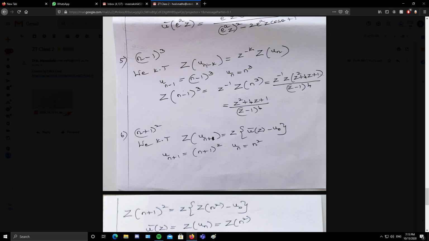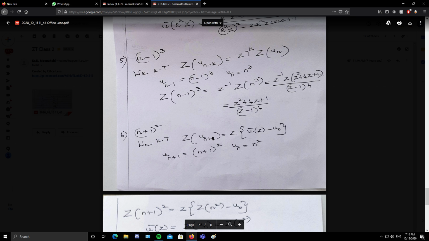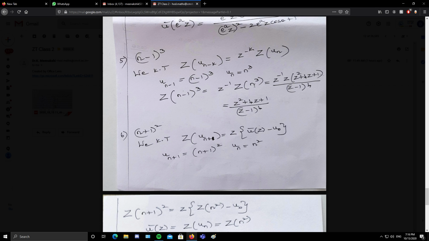So what is z of (n−1) whole cube? Z power minus 1, because k is 1, into what is u(n)? n cube. So z of n cube. So z of n cube is a standard function. So what is z of n cube? Z into z square plus 4z plus 1 by (z−1) whole power 4. So that's what you have here.